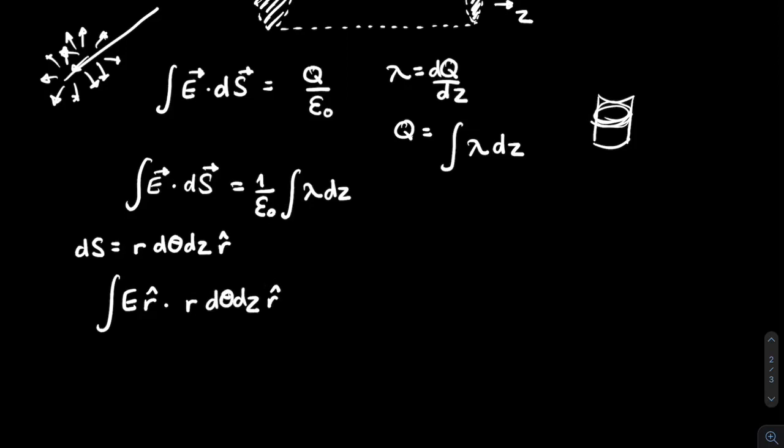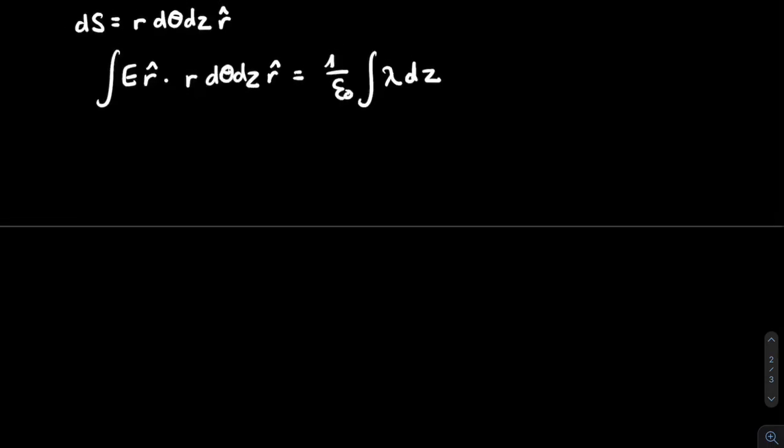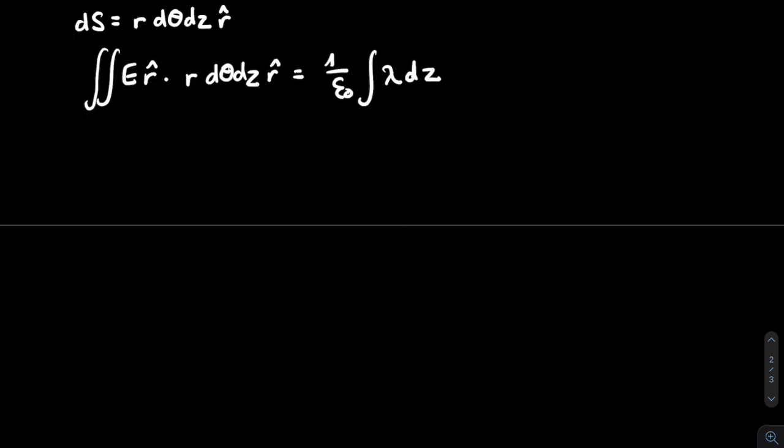And like I said, the two r hats are just going to become 1, so we can ignore them. And we're going to have 1 over epsilon naught on this hand side, multiplied by lambda dz right here. So that's looking good. As you can see, this integral on the left hand side is only over theta and z. In fact, really it's a double integral, and as is the case with any double integral, we can separate it out. We can also factor out the constants as well.